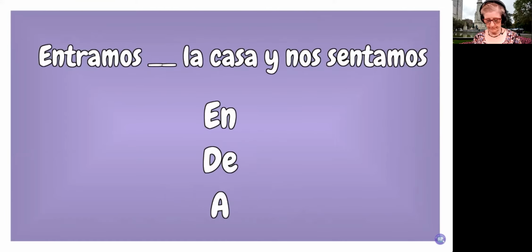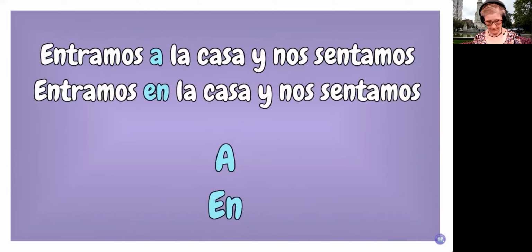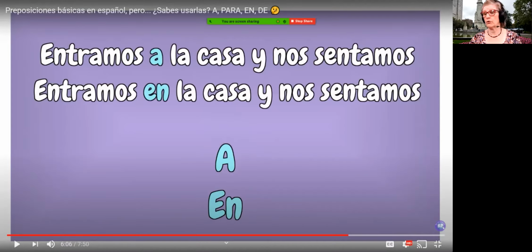Siguiente oración. Entramos en, entramos de o entramos a la casa y nos sentamos. We went in the house and we sat down. En este caso puedes escoger 2 preposiciones. Puedes decir entramos en la casa o entramos a la casa. So there are 2 correct ways to say that. And it doesn't really matter, and you'll be equally understood no matter which one you use. I use entramos en casa, but see, she likes entramos a casa better. Ella prefiere entramos a casa, pero no importa.